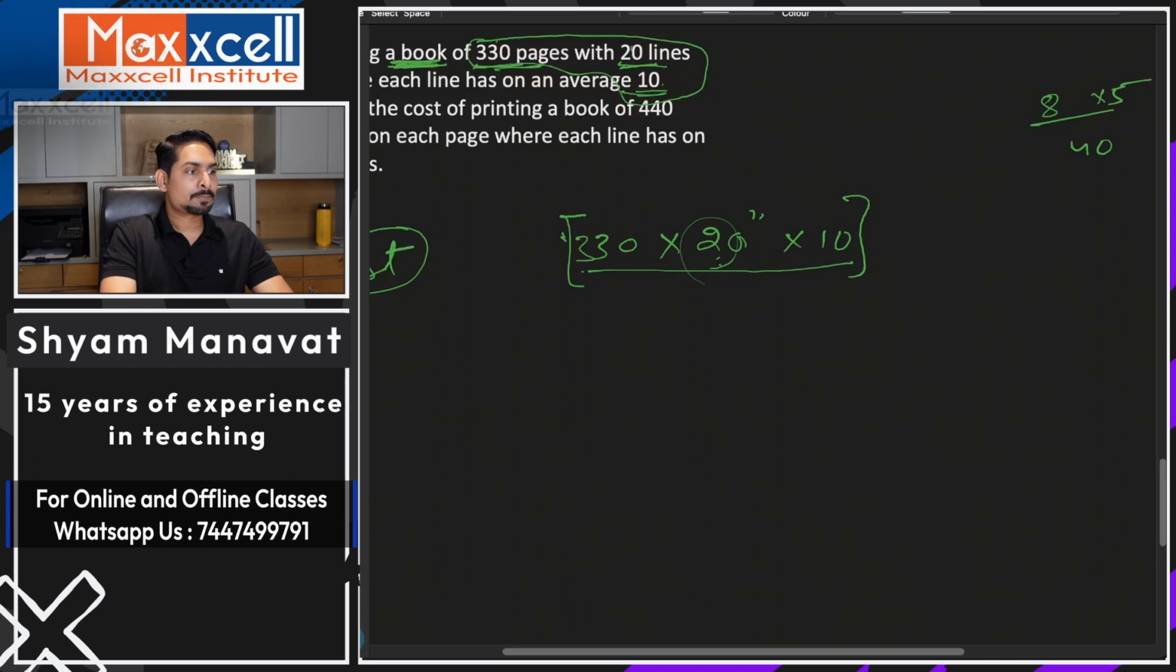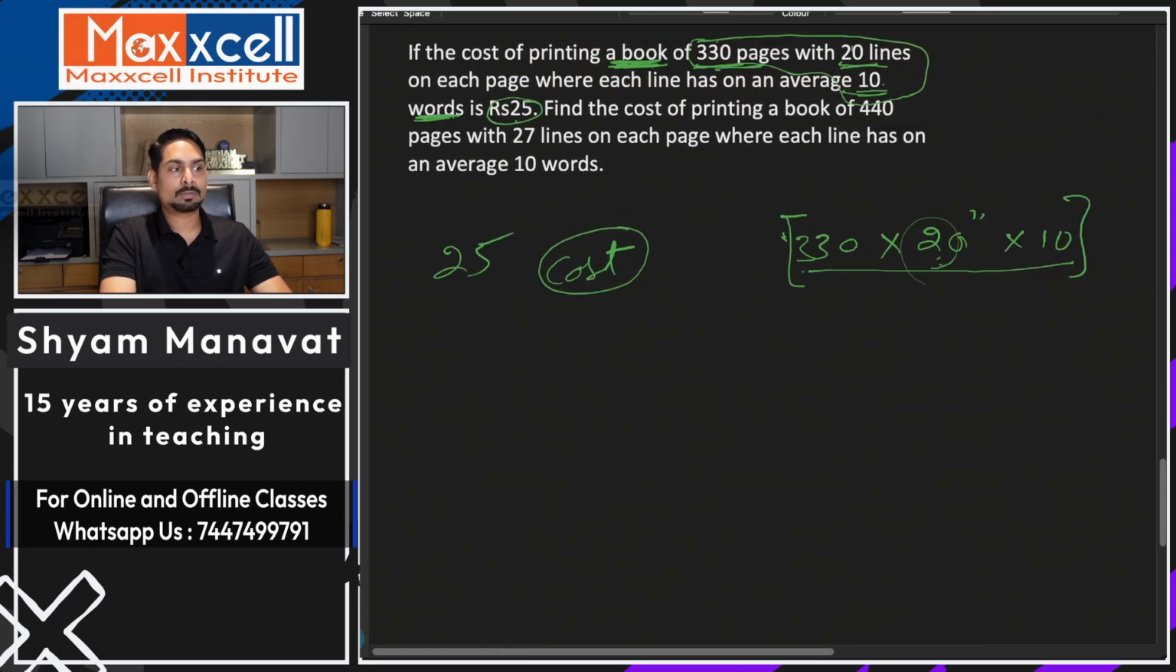Similarly here, the cost is paid not only for pages, not only for lines, but it is also depending on the number of words in each line, right? So convert into the smallest unit. I hope this is clear to you.